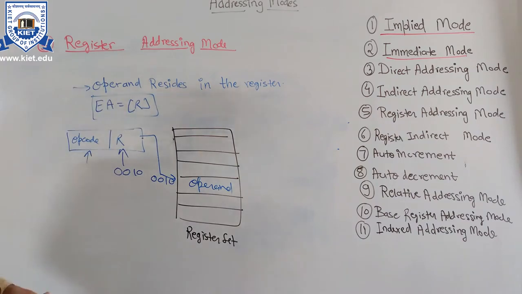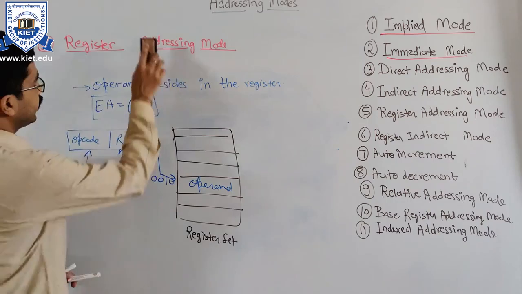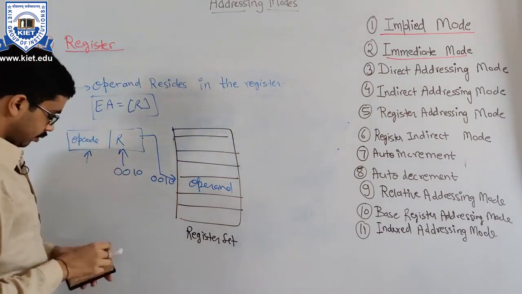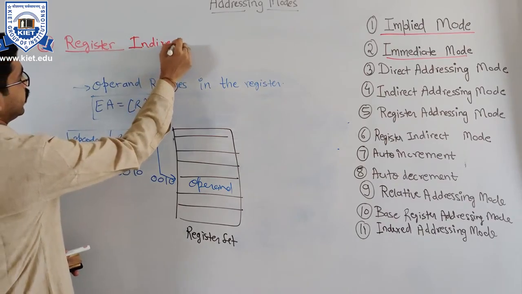Now coming to the next addressing mode, that is register indirect addressing mode.